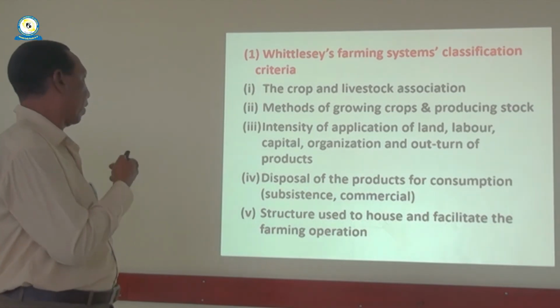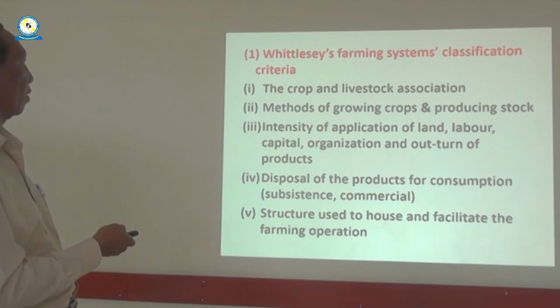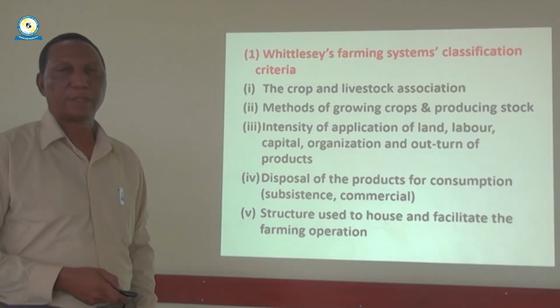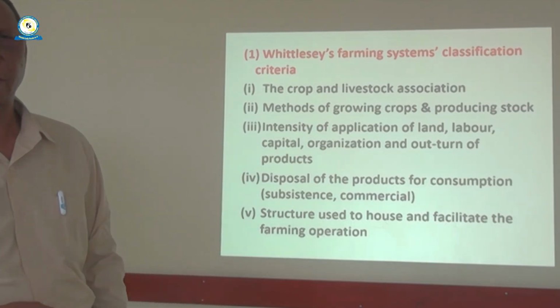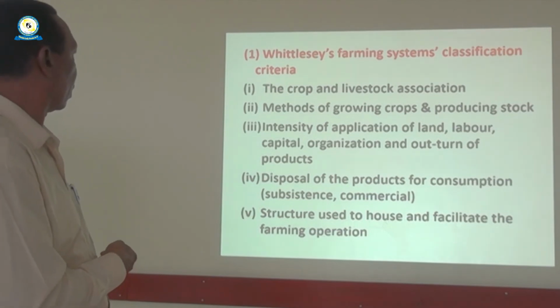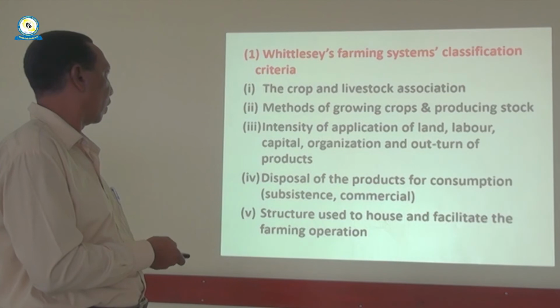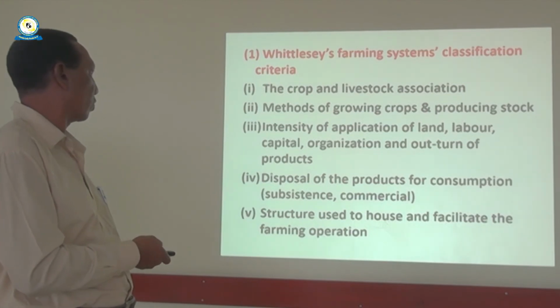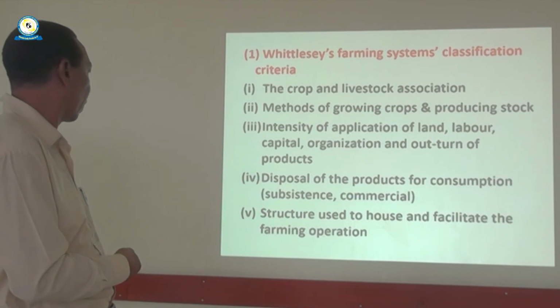Whittle identified 5 criteria. First, the crop and livestock association. Secondly, the methodology of growing crops and producing stock. Third, the intensity of application of land, labor, capital, organization, and output. Fourth, disposal of the products for consumption, whether subsistence or commercial.